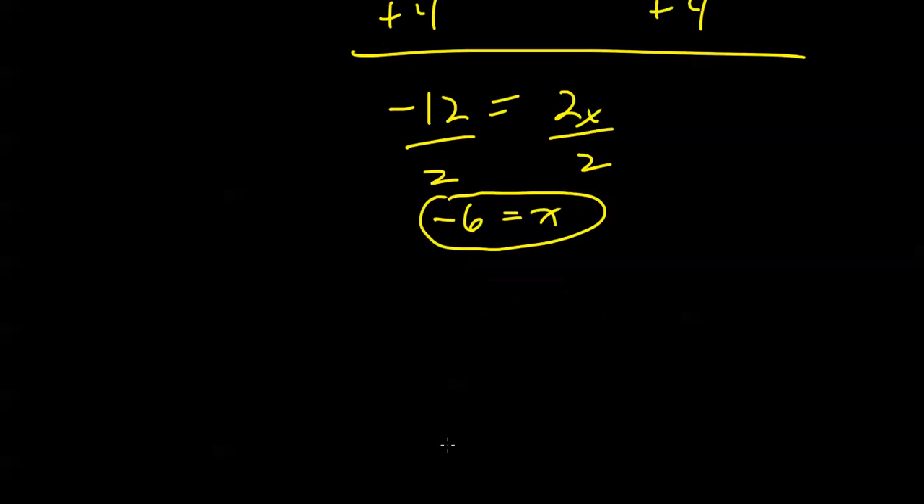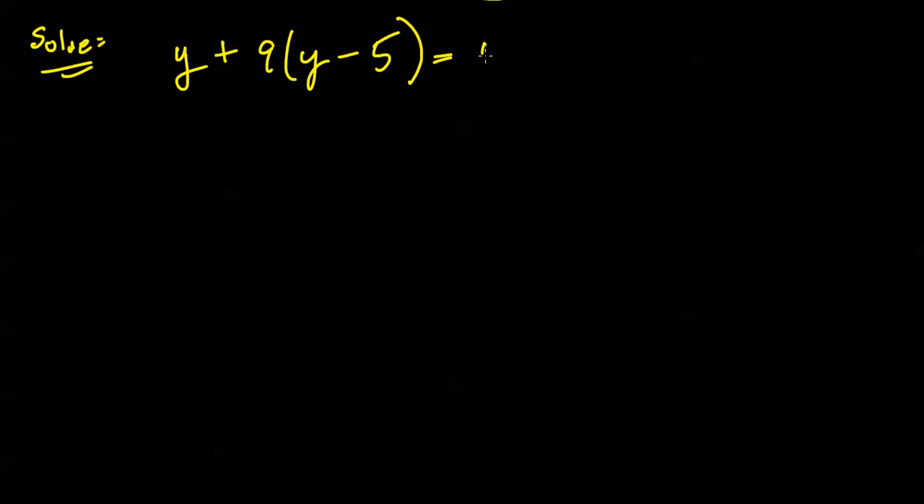Alright. On we go. Solve. All about solving equations today. Y plus 9 times y minus 5 equals 5 times 4y plus 1.